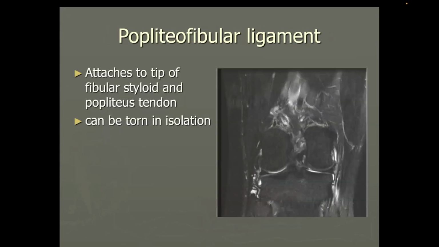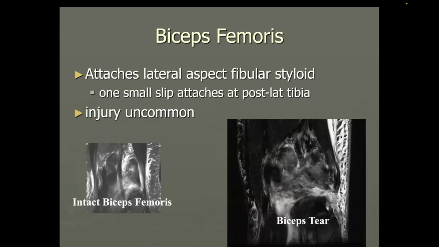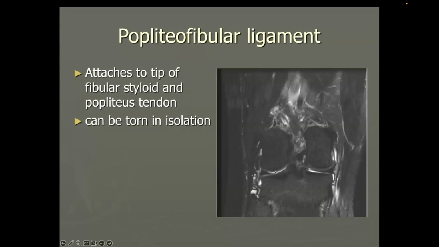What about the popliteofibular ligament? It attaches to the fibular styloid and popliteus tendon. It can be torn in isolation. I should say, here's your popliteus tendon. Here's a disruption of your popliteofibular ligament.